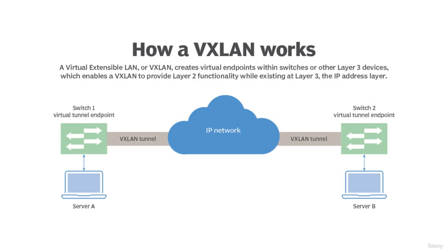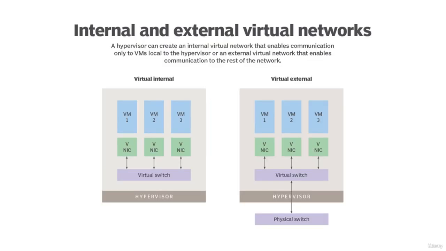VXLANs deliver greater flexibility than VLANs and can scale up to, I hope you're sitting down for this, 16 million VXLAN segments per network. So these three examples of standardized network virtualization are all deployed on top of existing network infrastructure, such as routers, switches, and cabling, right?